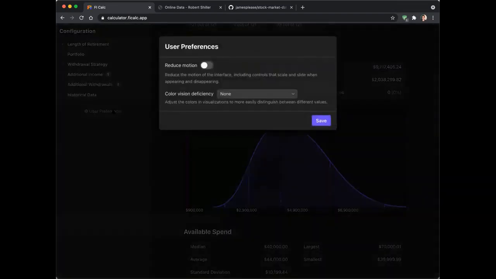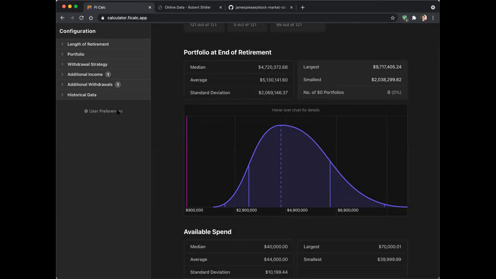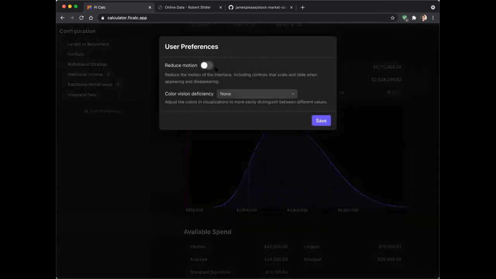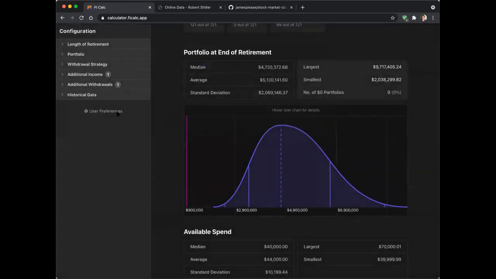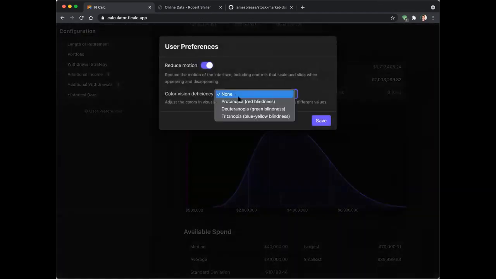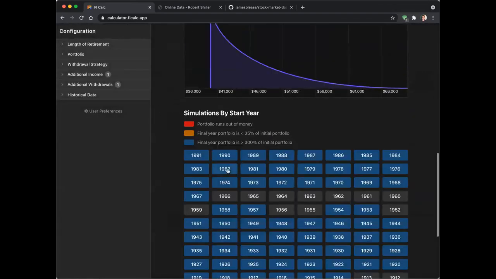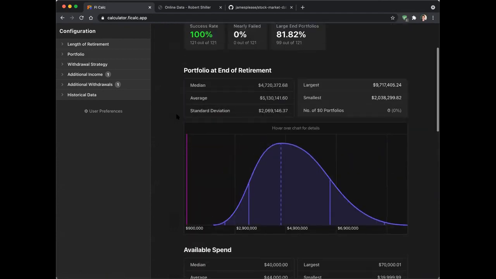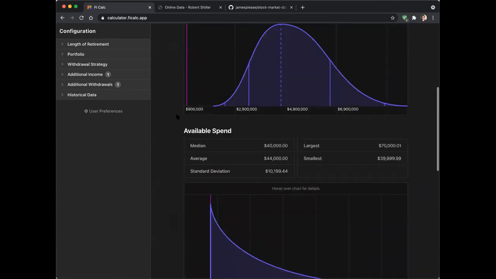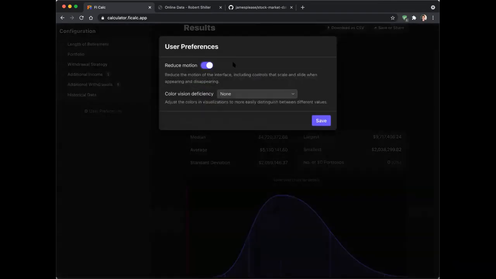And then for user preferences, two quick things to mention. If you look, there's a little bit of motion when these pop-ups appear, and you might not like that. Well, if you turn this off, it's going to get rid of that so that it's a little bit less annoying. And also if you're colorblind, you can choose one of these options and it might make some of these charts over here a bit easier to read. So definitely worth checking those out if either of those things appeal to you.